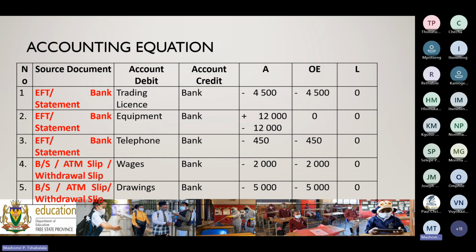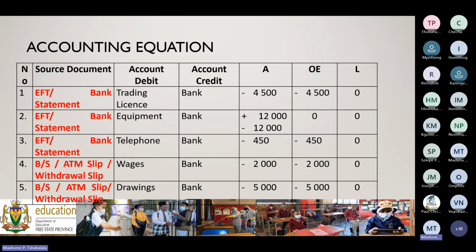When you look at the first transaction, it is the trading license, minus 4,500; telephone, minus 450; wages, minus 2,000. These are the expense accounts. But now when you look at the drawings, remember, it is independent. The owner took money from the business for his or her own personal use. Therefore, his owner's equity, his financial interest in the business, will be affected negatively. So it will be minus 5,000. Then under assets, it will also be minus 5,000.